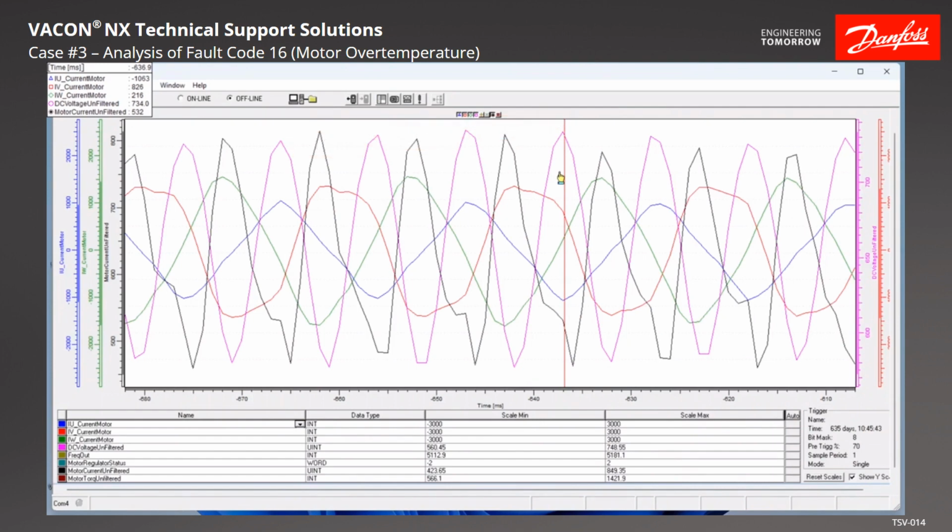Now 100 hertz, that's about a 50 hertz single phase. So what we're looking at here, it looks like we got a 50 hertz input, and that 50 hertz input is single phasing. So, all right, well, why is the drive single phasing? Should it catch that or not?